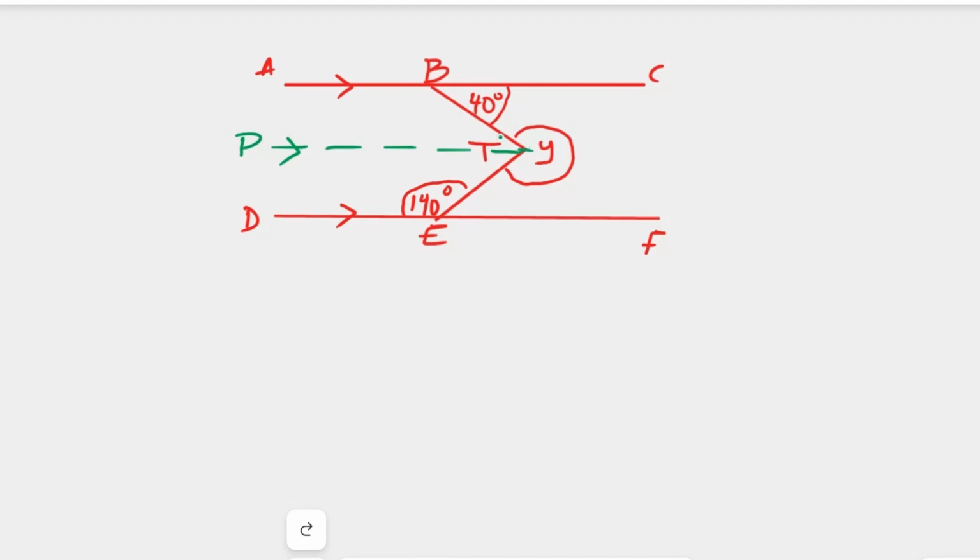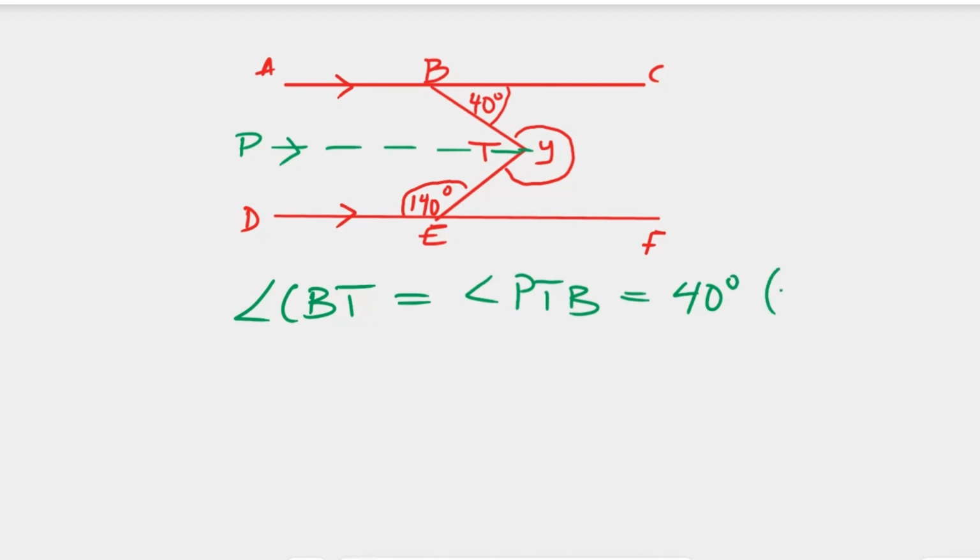So angle CBT, that means this angle, is equal to this particular angle. You can call it angle PTB. Angle PTB is equal to 40 degrees, and the reason is that they alternate.